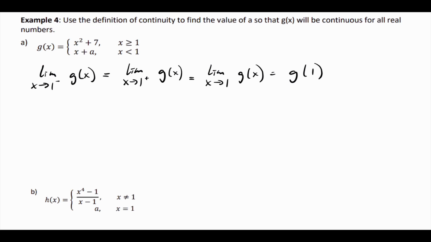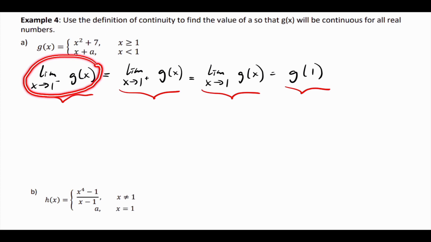Okay, so what we're going to do now is answer these as best as we can right now. Okay, so the first one, the limit as x approaches 1 from the left. Which one would we use, the top or the bottom? The bottom, right? The bottom.